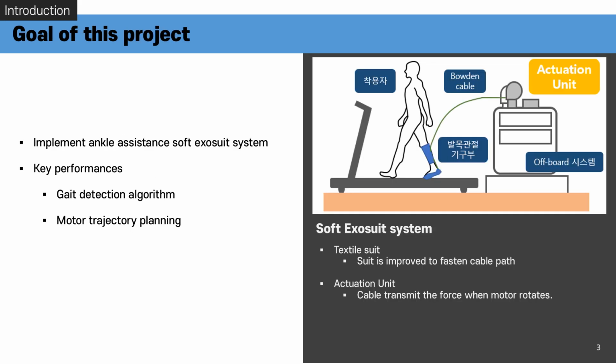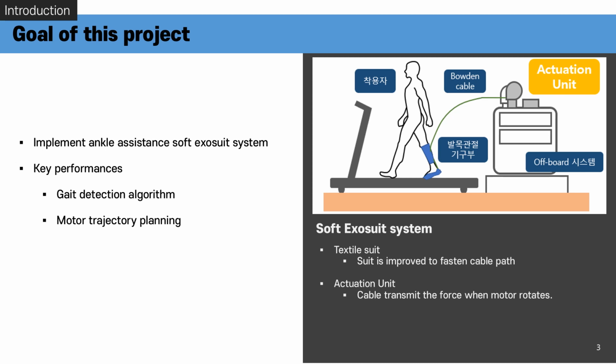In this project, we plan to implement a soft exosuit system for ankle assistance. The platform consists of an actuation unit and a textile suit. The overall system can be seen in the figure at the right. Upon this hardware system, we have two tasks to run the system.